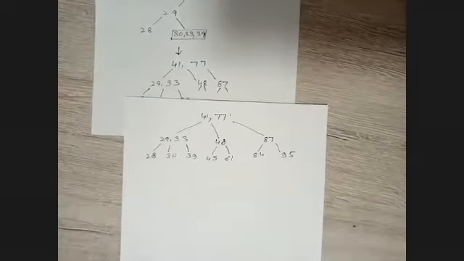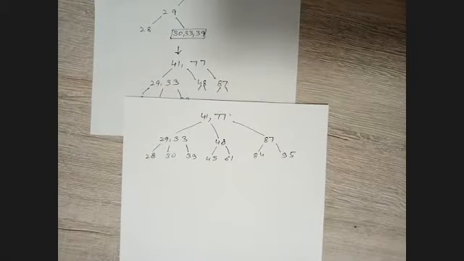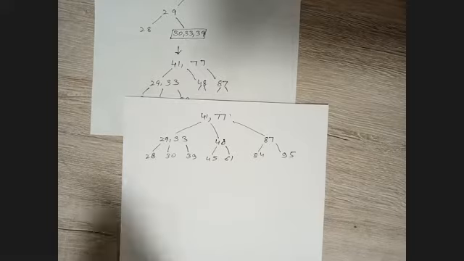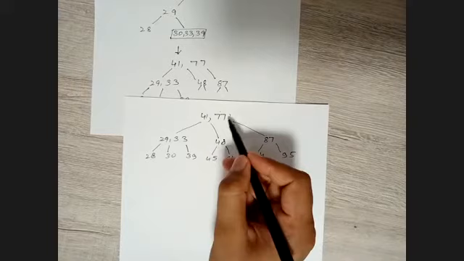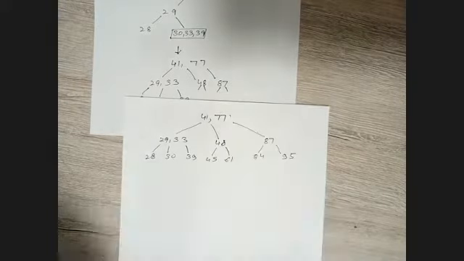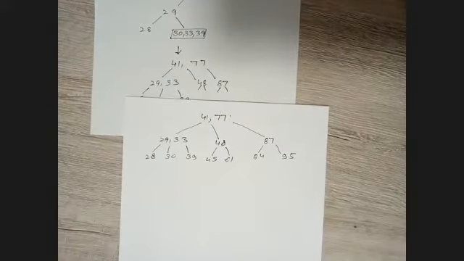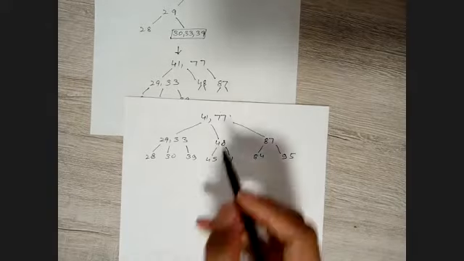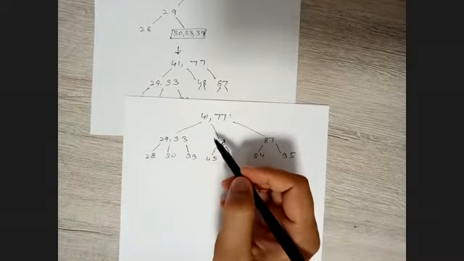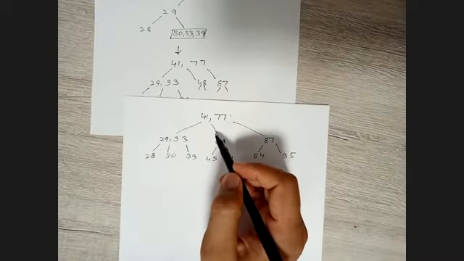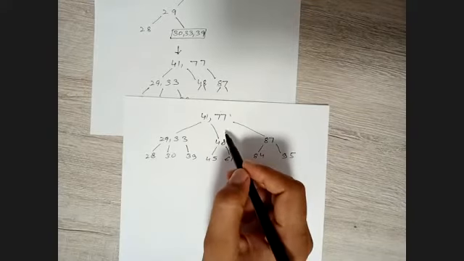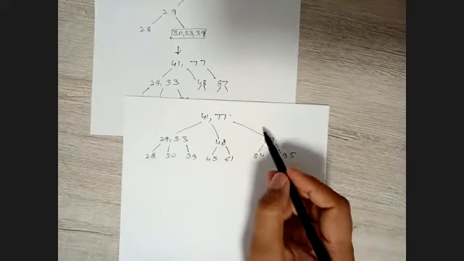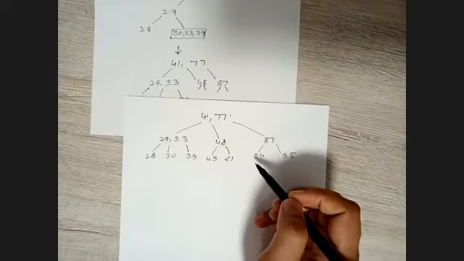Again, we need to follow the same rules. In the previous video, we have understood this. This 77 is not a leaf node; it is in the root node. So basically what we have to do is find the inorder predecessor and the inorder successor. The inorder predecessor is the maximum key in the left subtree, and the inorder successor is the minimum key in the right subtree.